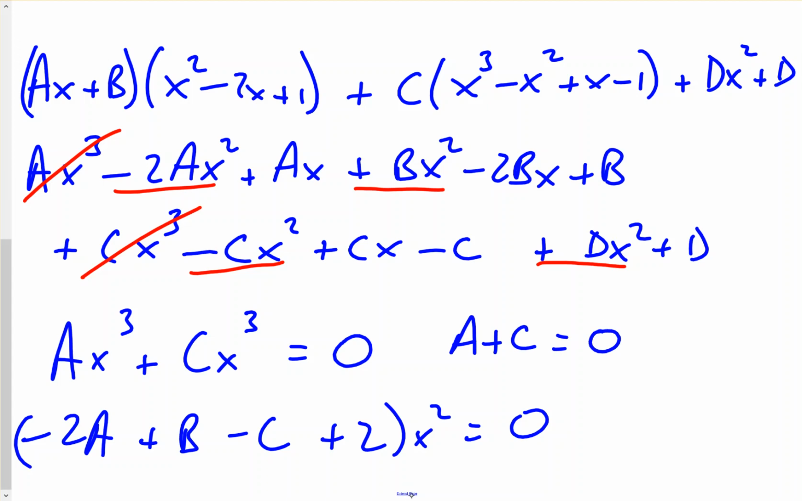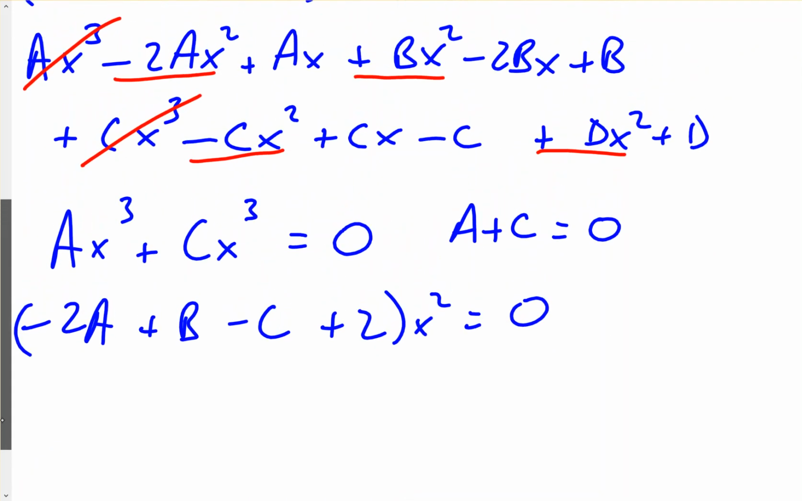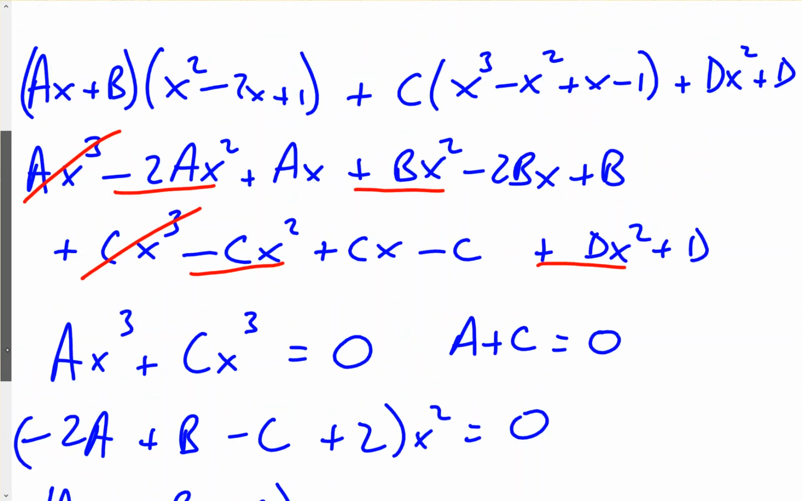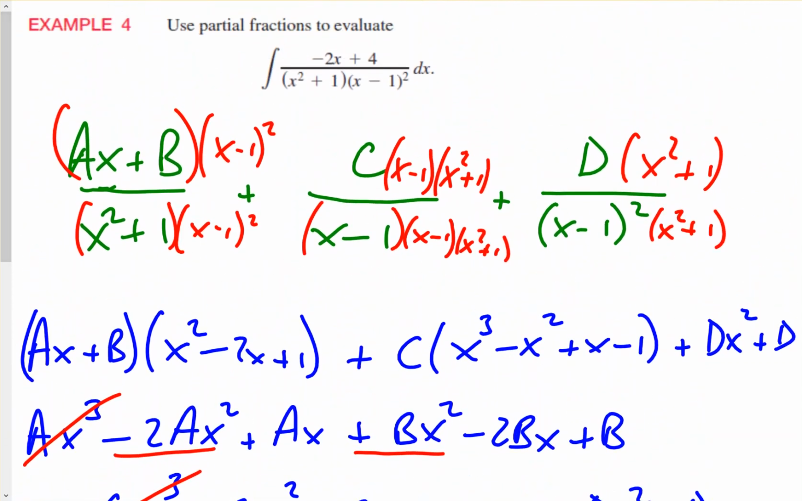Okay, plain x's. We have ax minus 2bx, ax minus 2b plus c, and then those x's, they have to equal negative 2, because in our problem, right, we have a negative 2 here.